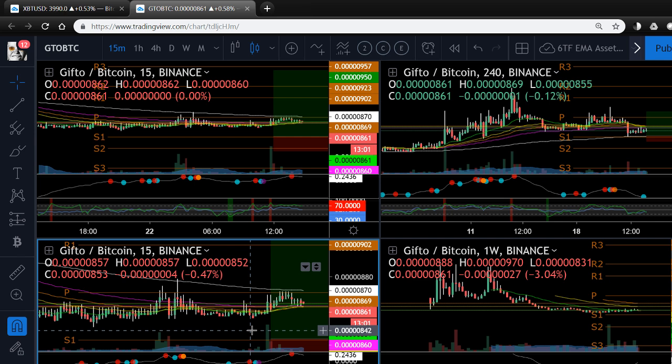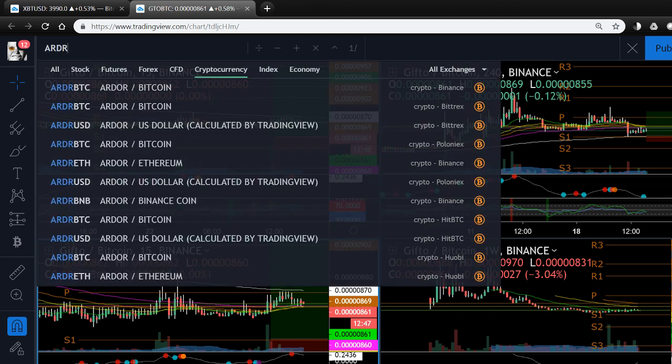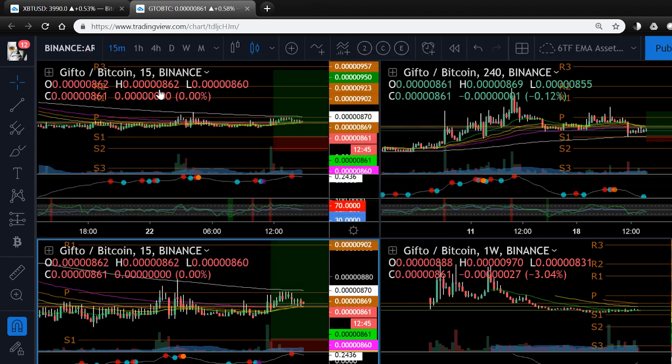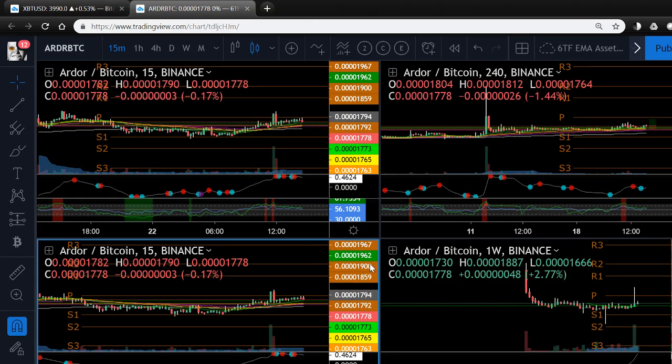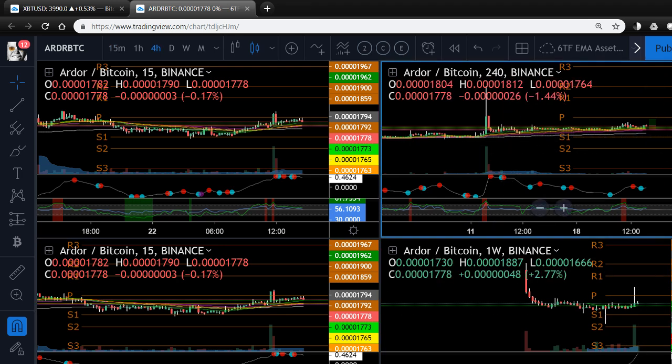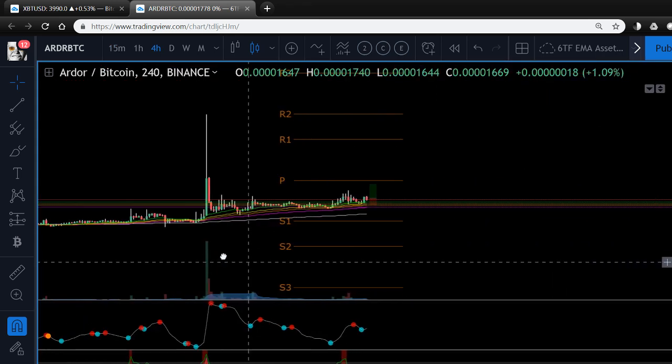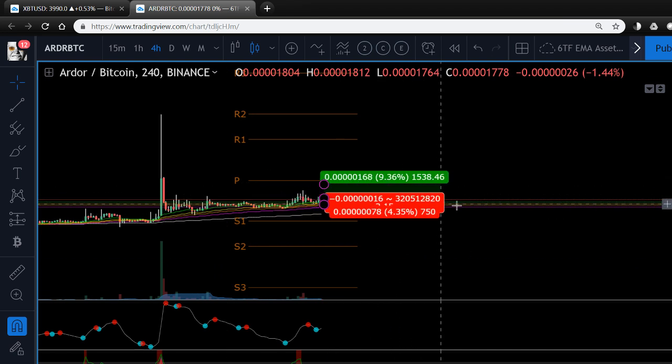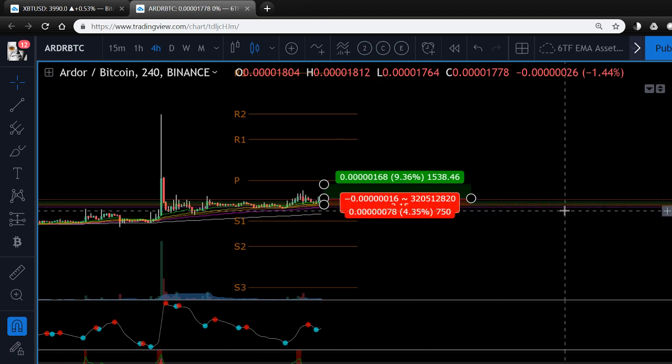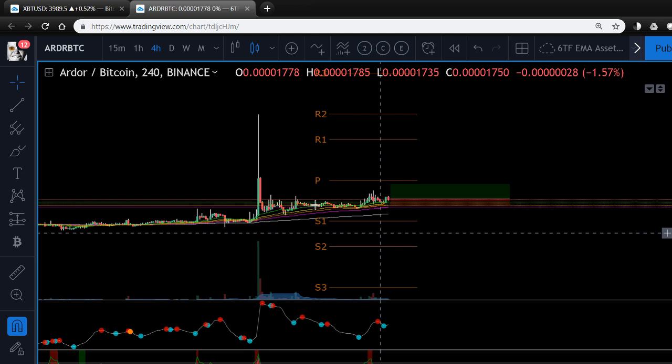So, what else? Let's see. Got GTO, Ardor. Why did we get into Ardor? Let's see. What's the 4 hour? Let's take a look at the 4 hour. I like the 4 hour chart for Binance. Kind of like you can get into those trades, and some of you can not worry about them now with how the bot's working.